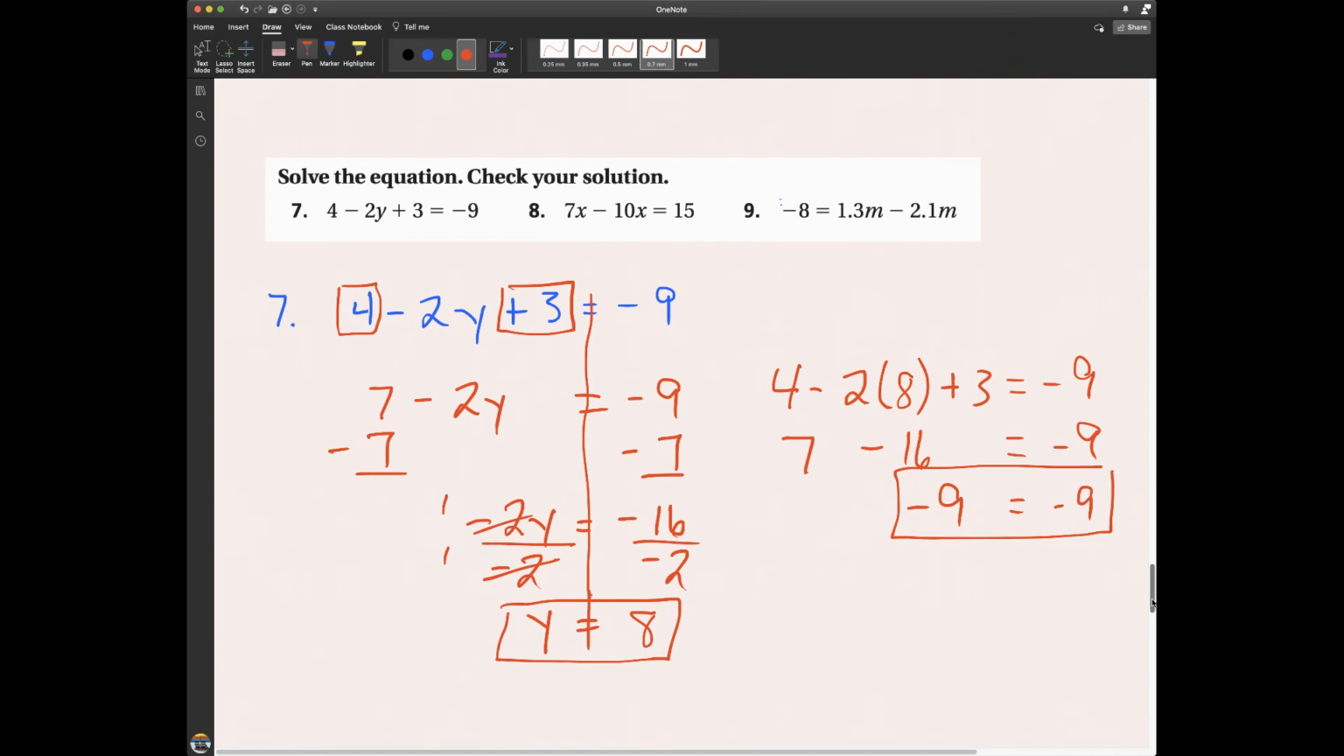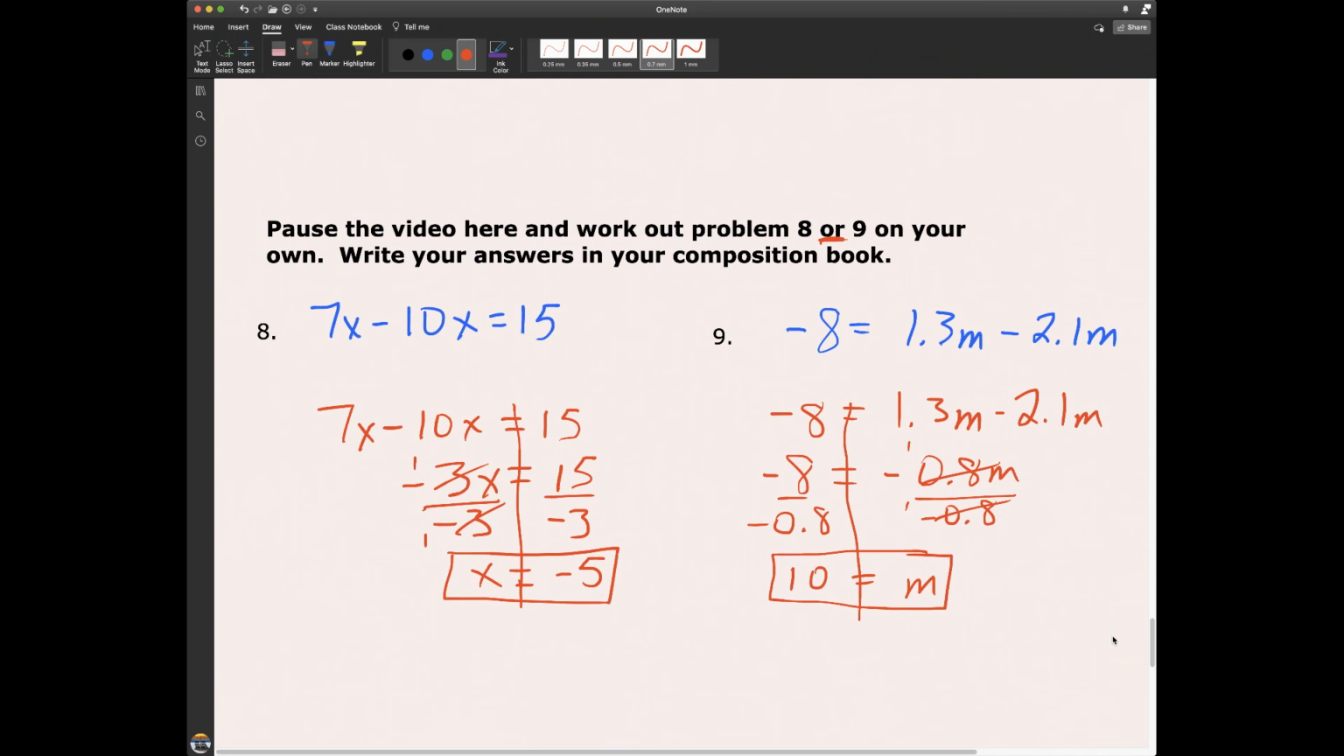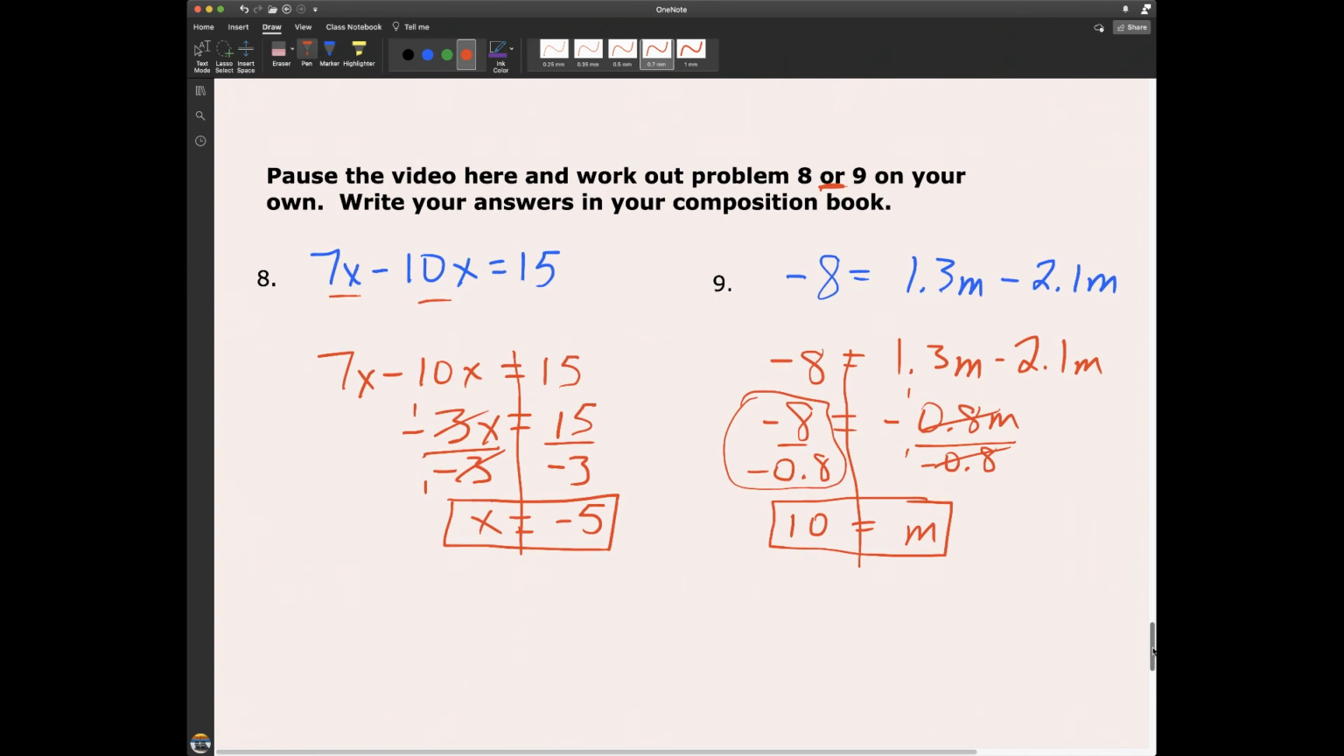All right, so we're back, and let's look at what we have for problems 8 and 9. So you can see the work that I did. I combined like terms here, and that gave me negative 3x. Divide both sides by negative 3. I get my solution. Over here, I combine 1.3m. I subtract 2.1m from that. I get negative 0.8. I divide both sides by negative 0.8. You can use your calculator for this side over here. I end up with 10. Okay. So that's it for section 3.5.